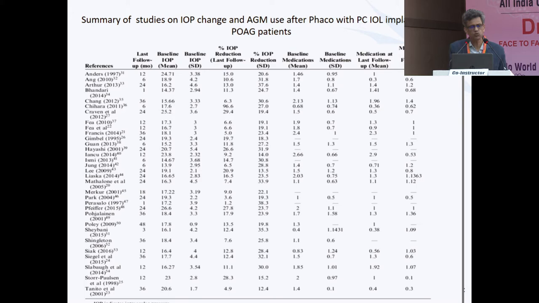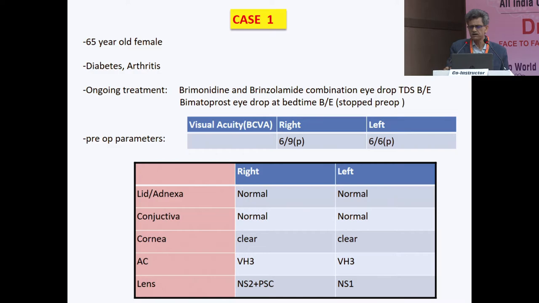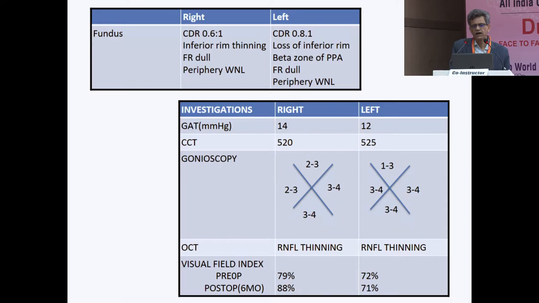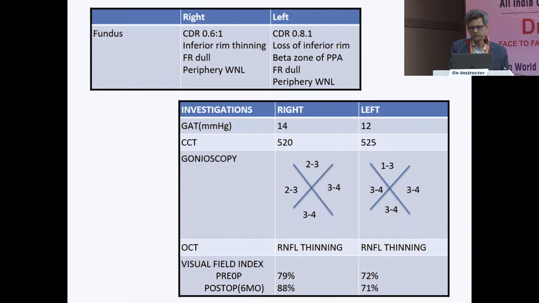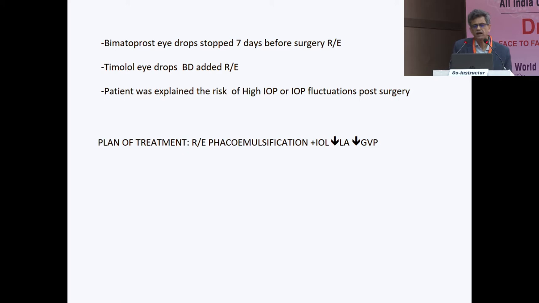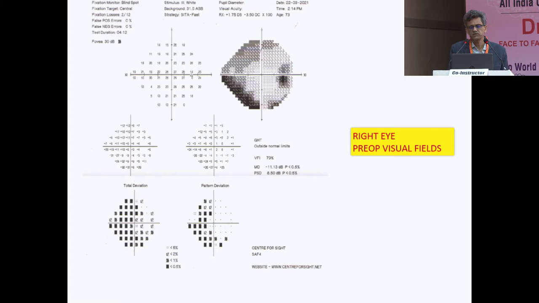So just to share two simple cases. One, a 65-year-old female with cataract in the right eye, CCT normal, pressure normal. The pressure was normal on three medications, a brimonidine-brinzolamide combination along with bimatoprost. That is what the patient was taking. The pressures are pretty normal. The fields were reasonably okay, 79% VFI. And the patient was very clear that they wanted only cataract surgery. And so obviously bimatoprost was stopped, timolol was started anyway. So surgery was done and you can see the pre-op and the post-op.